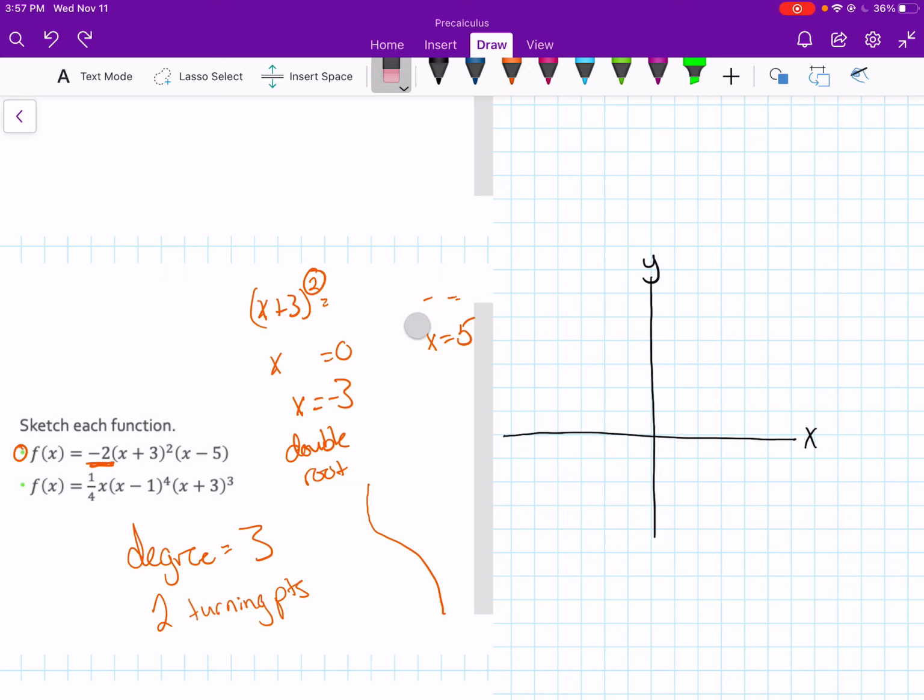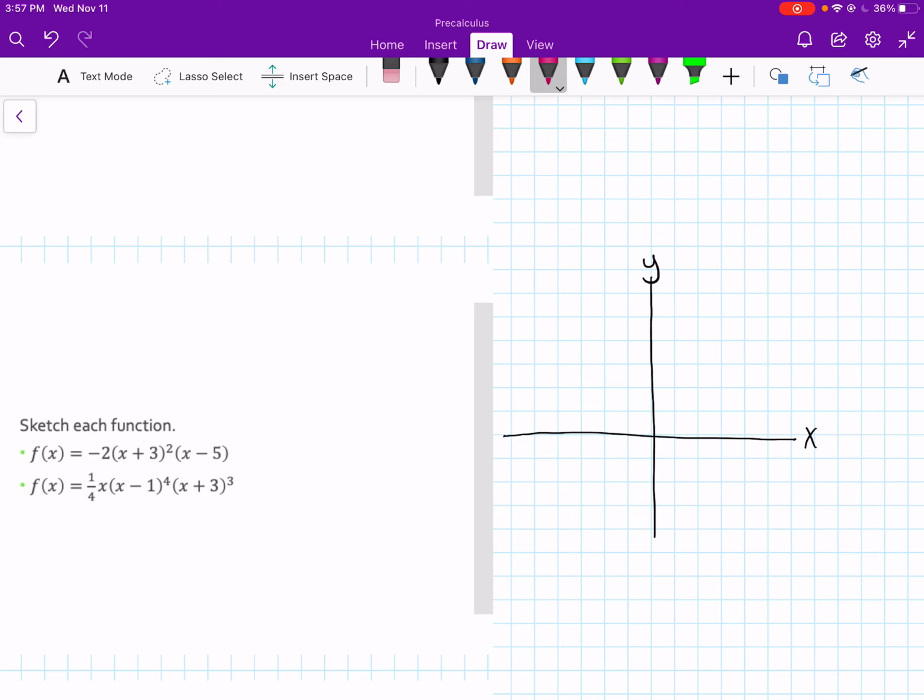All right, let's look at the other one. So the second one, we have to find our zeros. So I'm going to set x equal to 0, or 1/4 x rather, x minus 1 equal to 0, and x plus 3 equal to 0. So this one says x equals 0, x equals 1, and x equals -3. This has an even multiplicity because we have the 4 there. Because of the 3 here, we have an odd multiplicity.